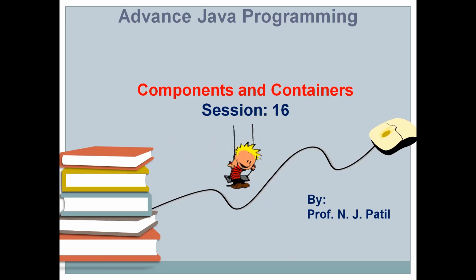Means you add a button on the applet. So applet here acts as a container and the button is a component. Like for example, you add some water in a bowl. So the bowl is a container which holds the water. Same way here the applet is a container which holds the components. In today's session we will discuss these components and containers. Let's start.